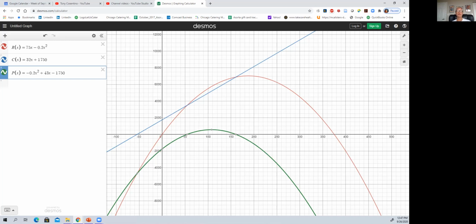And so this ends the first example, a real world application of business modeling using quadratic functions. And this ends the recorded lectures for 4.3. In section 4.4, we're going to do more quadratic modeling and applications.